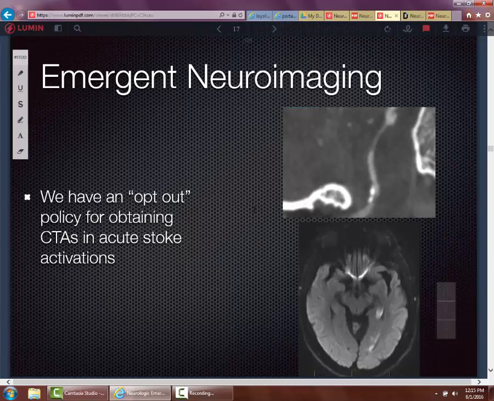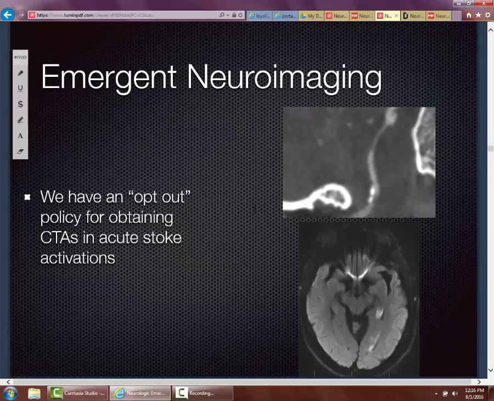This is an example of that. So at Loyola, we have what's called an opt-out policy for CT angiography. So if there's a suspected stroke in the emergency department or from a telestroke that's brought to our ER, the CTA is automatically ordered, and upon initial assessment, if we feel like it's not necessary, we can cancel the CTA and just do the plain CT without contrast. In the last year, I've never opted out, and this is a reason why.